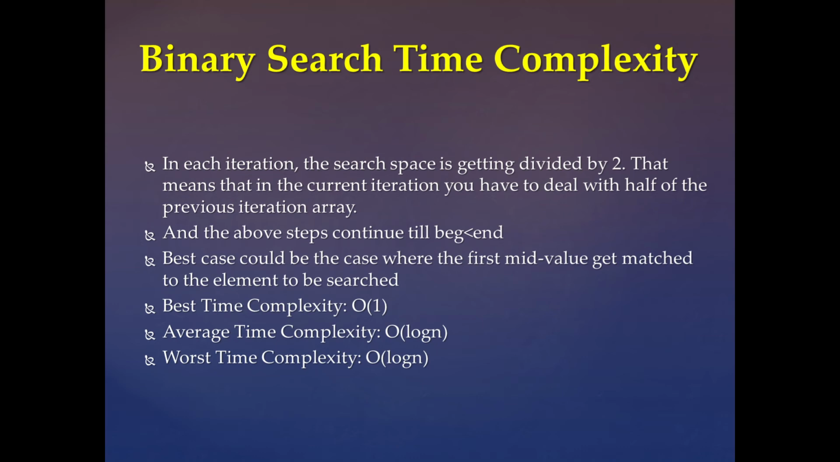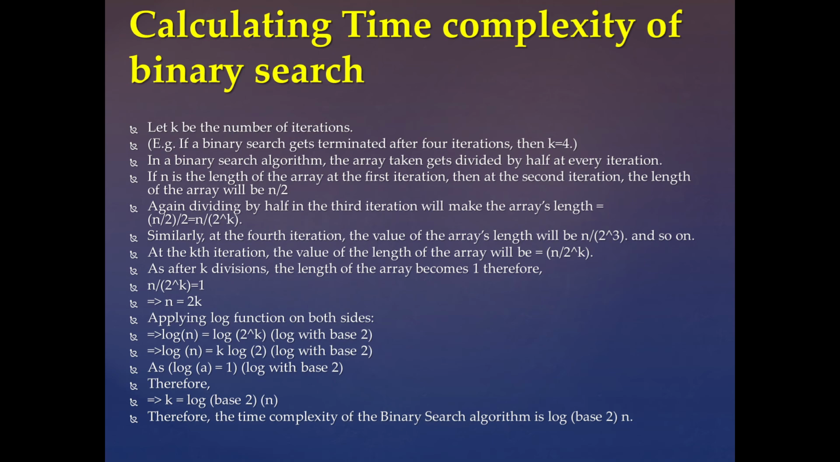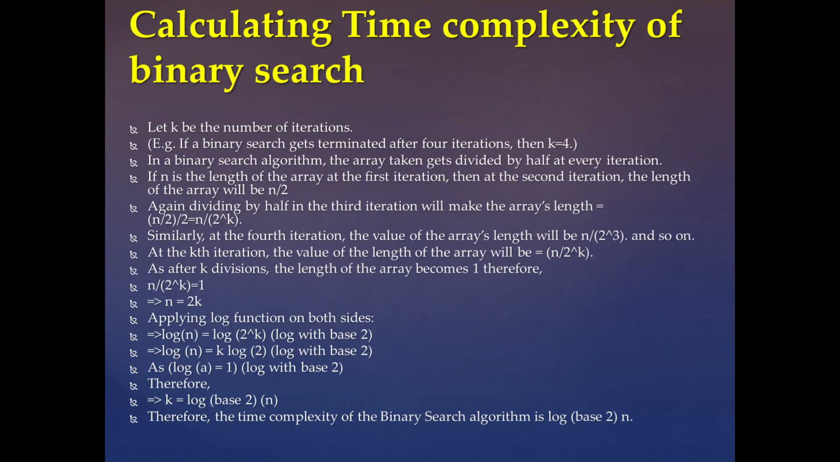So let's calculate this time complexity. Let k be the number of iterations. Say the process will terminate in 4 iterations. We assume that. So in a searching algorithm, every iteration is divided by 2, taking half of the previous iteration.